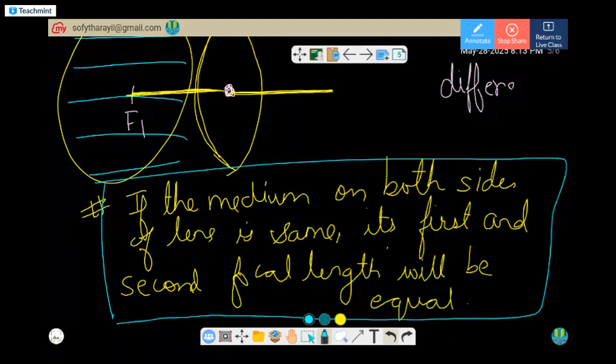Because it will directly impact the refractive index, from which medium it is entering, from which medium it is going to go after refraction. Those mediums play a very important role in refractive index. And when refractive index changes, it changes the focal length. That is a question that we have taken in the first lecture of this chapter. If refractive index changes, it directly impacts the focal length.